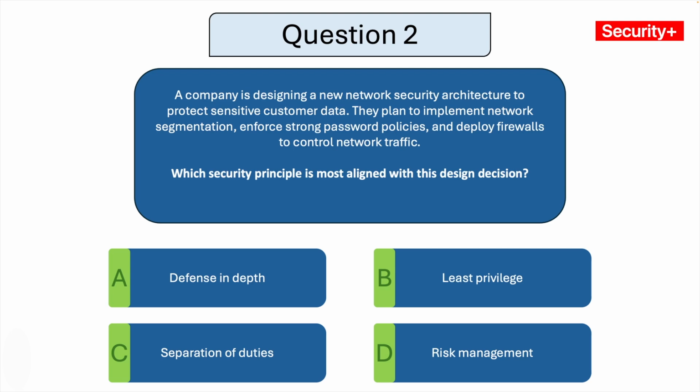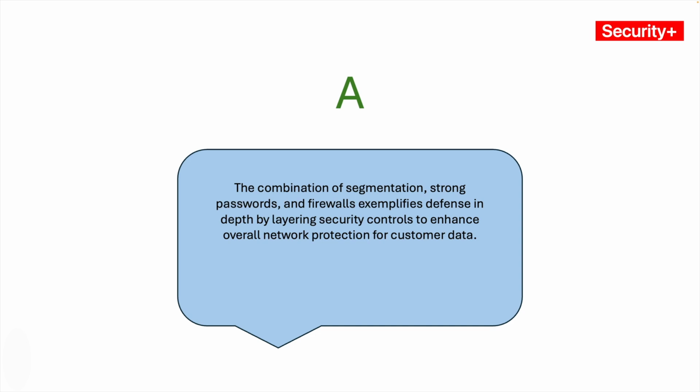So what's the scenario here describing? It's describing multiple different security controls, such as network segmentation, strong password policies, and also the mention of firewalls. So there are multiple controls. And when you have multiple controls stacked on top of each other to help build out things like redundancy, that's going to be called defense in depth. So for this one, I'm going to go with A, defense in depth. The combination of segmentation, strong passwords, and firewalls exemplifies defense in depth by layering security controls to enhance overall network protection for customer data.